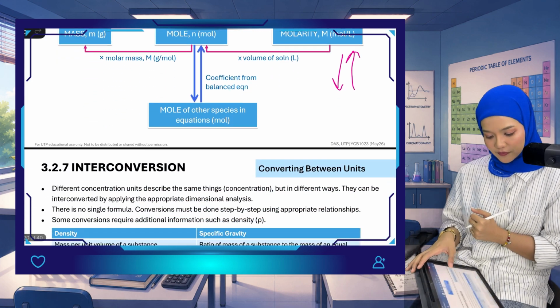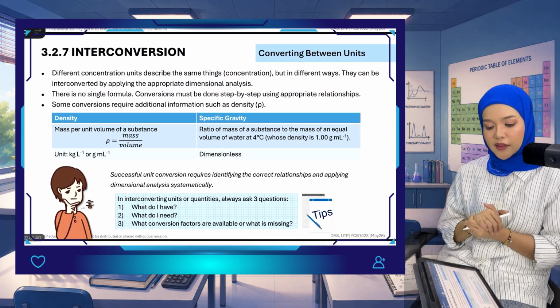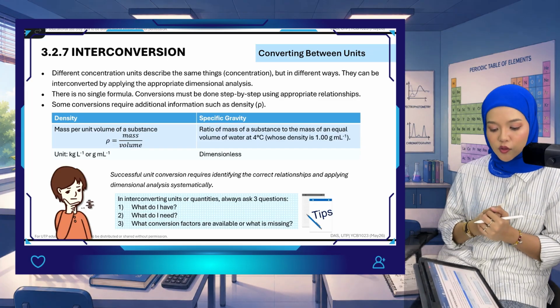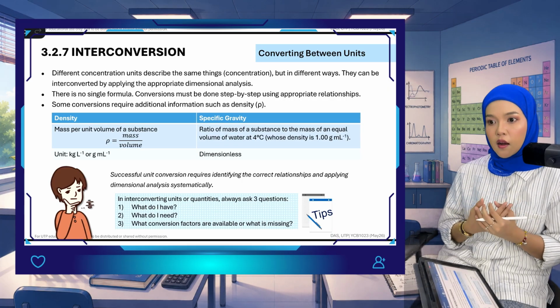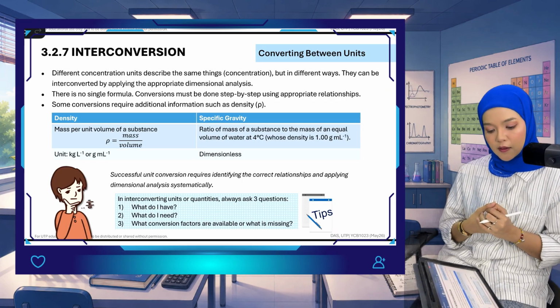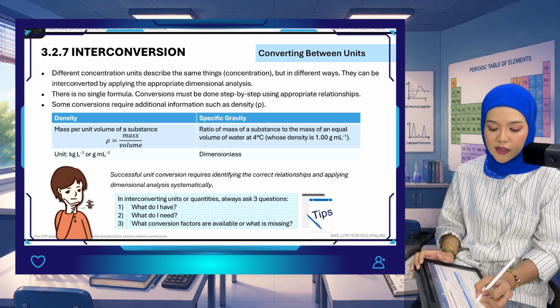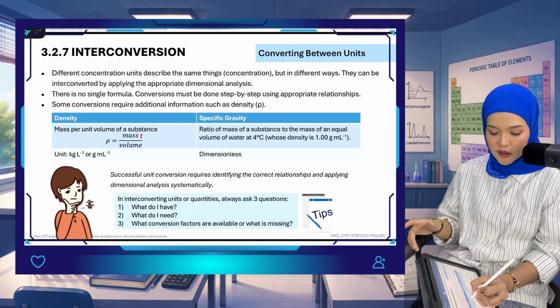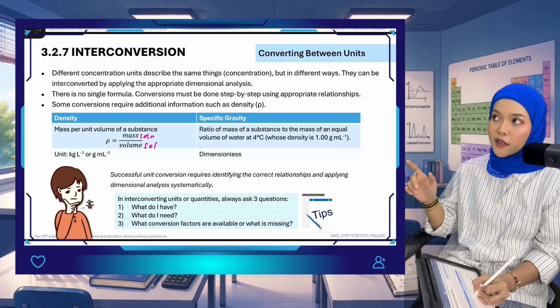Let me just mention, if you want to interconvert units, sometimes you need extra information, usually density. You need to know that the density of the solution is equal to the mass of the solution divided by the volume of the solution.